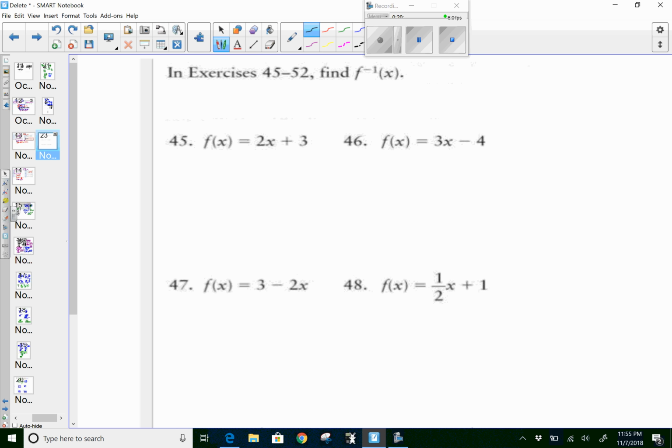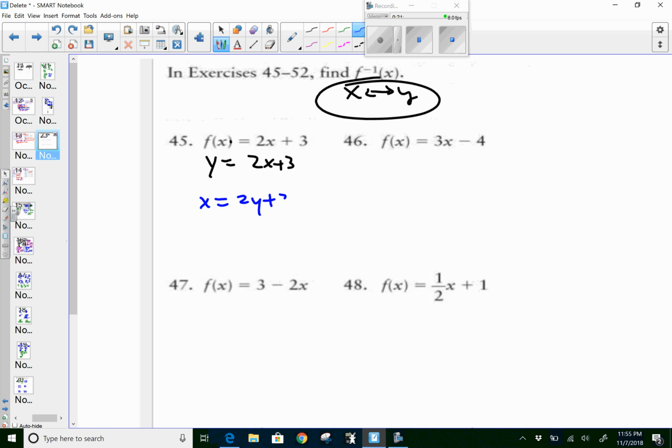So finding inverses, right? Again, the concept is take x and y and switch them. So here I don't have a y, but I have f of x, which is y. So y is equal to 2x plus 3. So this is the original problem. We didn't do this part yet with the switching. So we're going to go ahead now and switch. So y becomes x. This is 2x, so that becomes 2y, and that's plus 3.